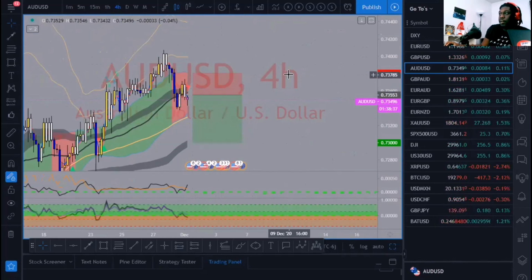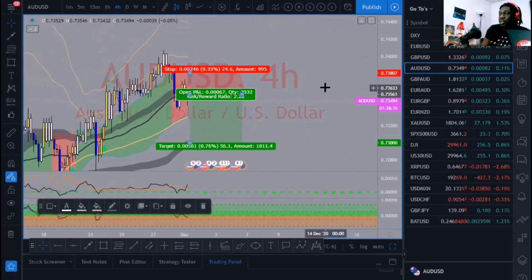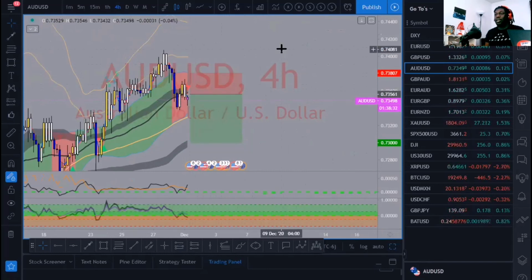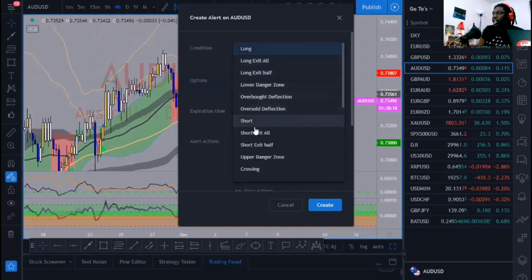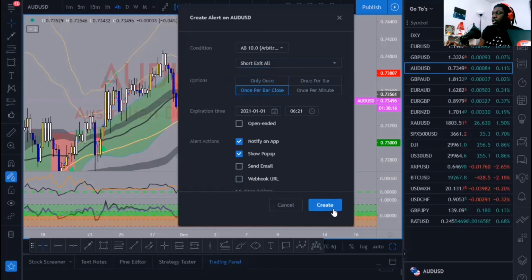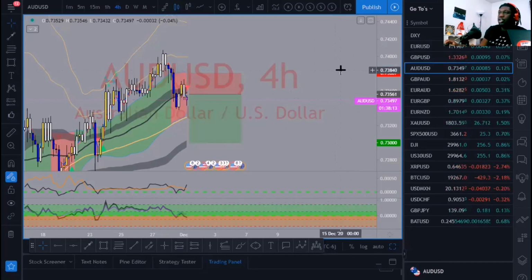You could wait for price to climb up a little higher to the RSI line, like I will, and then get the drop. If price does come up to 0.73560, then maybe I'll get into the sell. I'll go ahead and set the alert though for the 4-hour exit. Arbitrage, short exit all, once per bar close, and create. So we'll see how that goes with AU, but I do personally like the sell on it. Overall, as I've been saying for the past how many weeks, it's just been really annoying. So yeah, that's AUD USD.